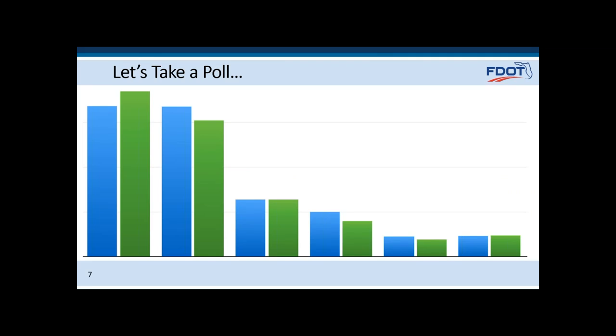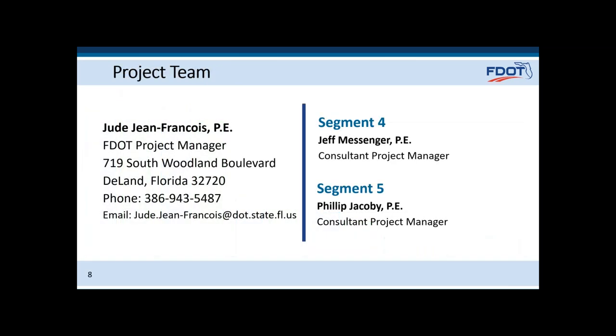Can you see my screen now? We will begin the presentation momentarily. In the meantime, let's introduce some of the project team. We have June Jean Francois, the FDOT project manager for both project segments. Jeff Messenger, the consultant project manager for segment 4. And Philip Jacoby, the consultant project manager for segment 5. Other team members are online and are available to answer your questions and take your comments. Please feel free to enter your comments or questions anytime during the presentation. All comments and questions will be gathered, read aloud, and addressed during the comment and question portion of the meeting.